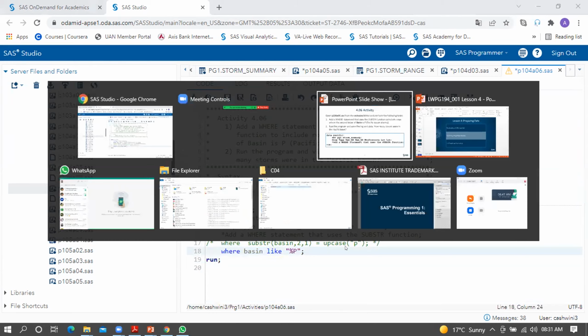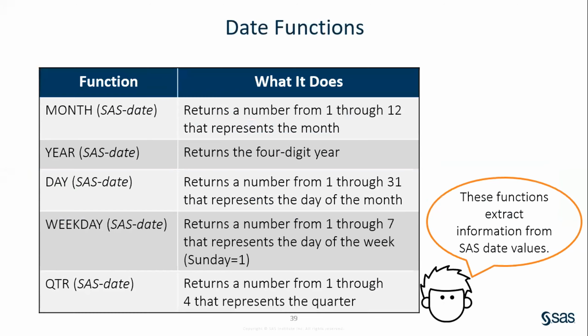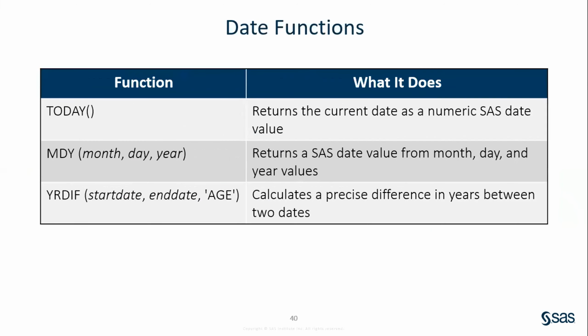Okay, moving on to the next activity. So this is what it was telling. See, the same thing, 109, 1958 rows. So we have date functions as well.